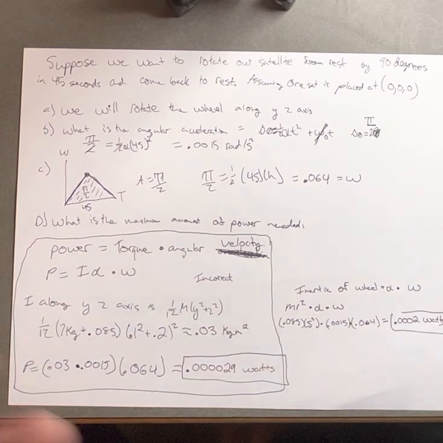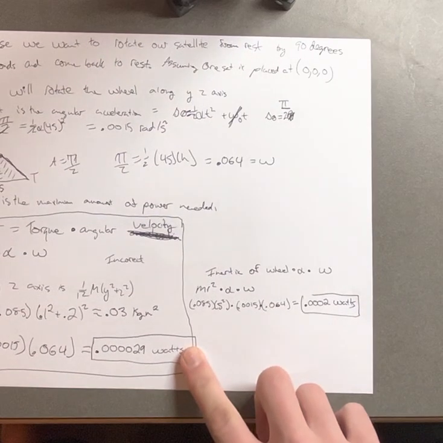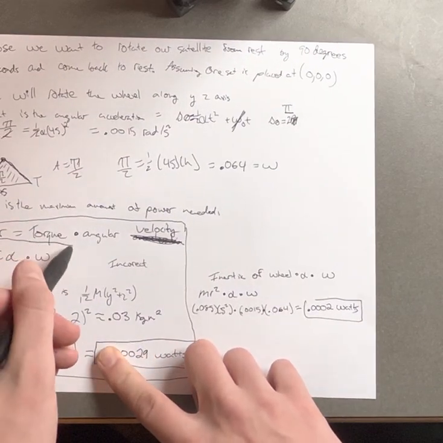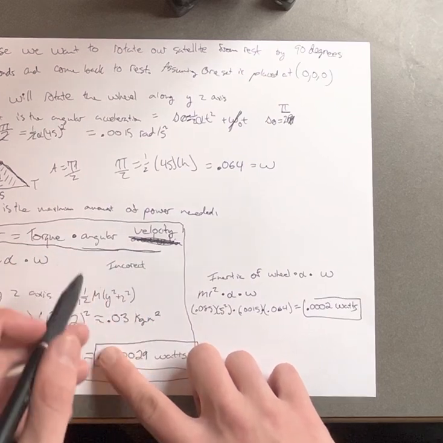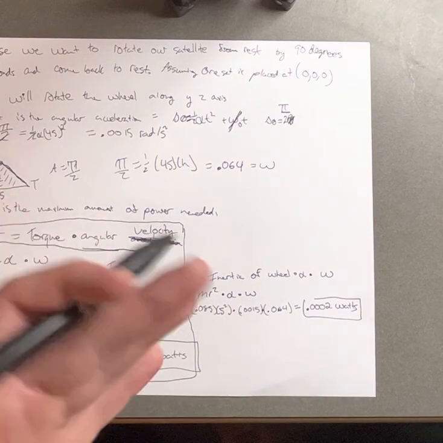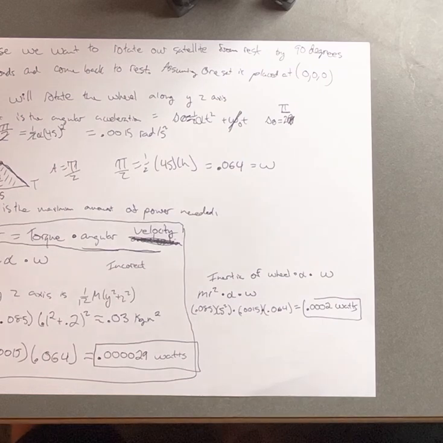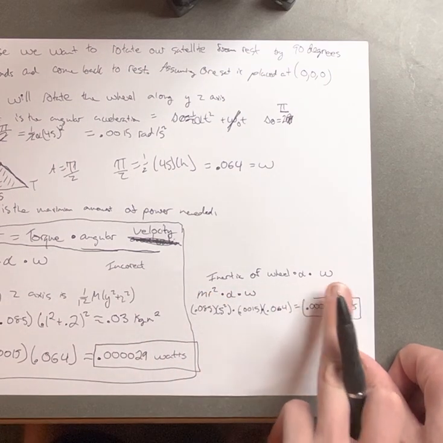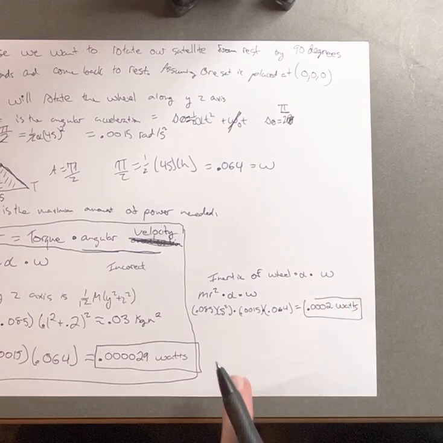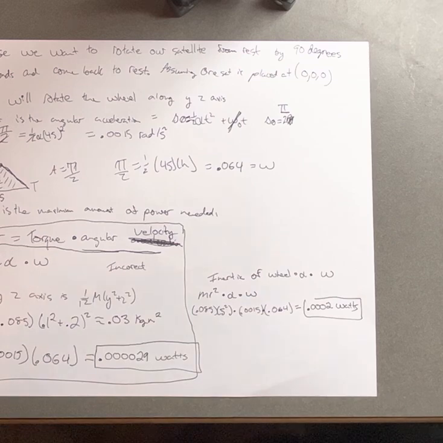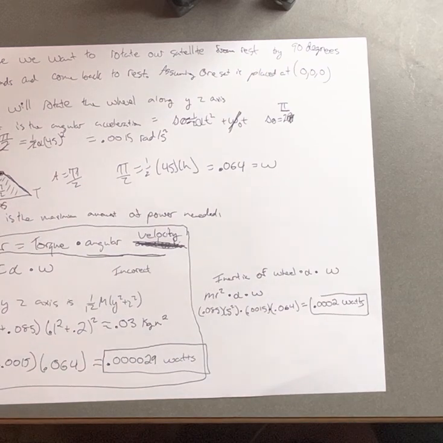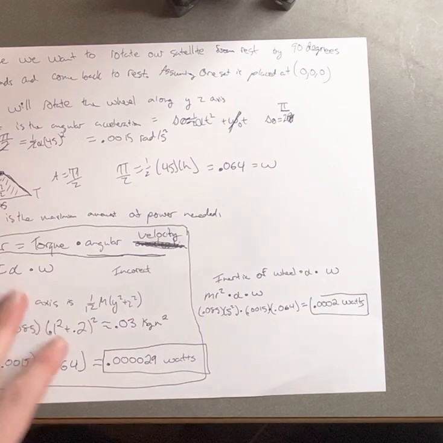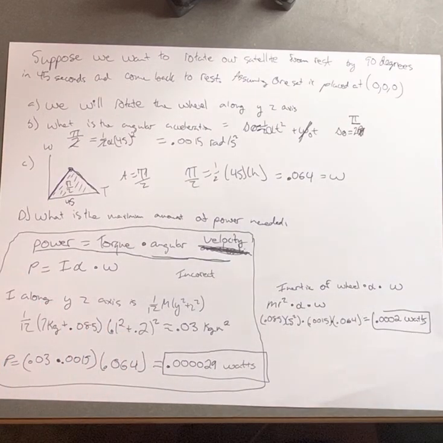And then we want to find the maximum power needed. We're going to use that power is equal to torque times angular velocity. And remember, torque is going to be inertia times alpha, angular acceleration. So inertia of the wheel times angular acceleration alpha times omega is going to equal 2.0002 watts. I did this with the inertia of the box, but the wheel is what's being powered, not the box. Yep, that's essentially how much power is going to be needed.